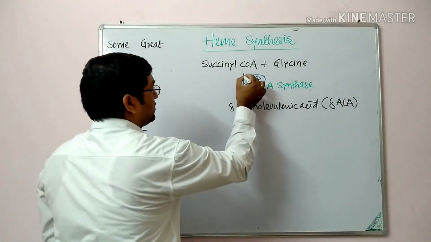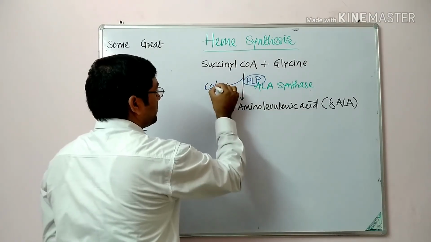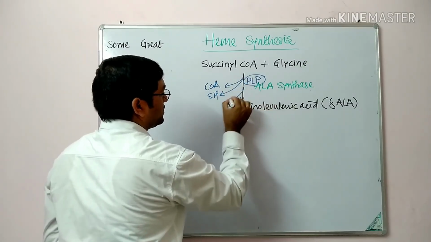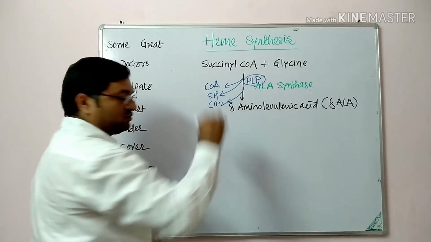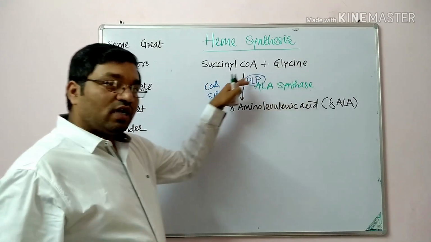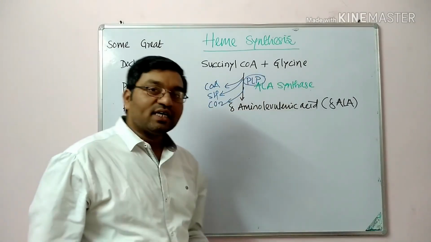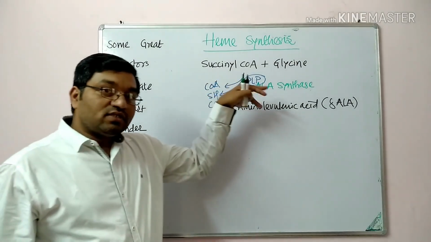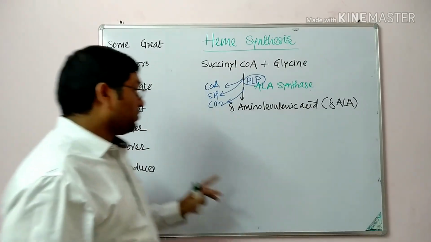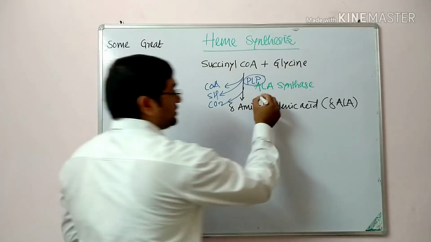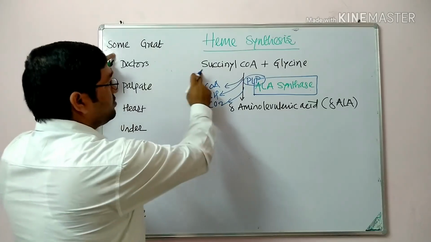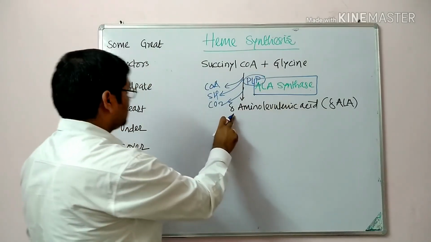Then in this reaction there is removal of coenzyme A, that is the sulfhydryl group, and also there is decarboxylation. There are 2 reactions in this. Succinyl coenzyme A plus glycine gives alpha amino beta ketoadipate, and then this intermediate on decarboxylation is converted into delta aminolevulinic acid. This step is catalyzed by the ALA synthase. So this is the "some great doctors".